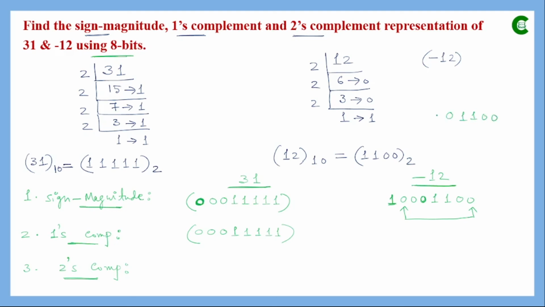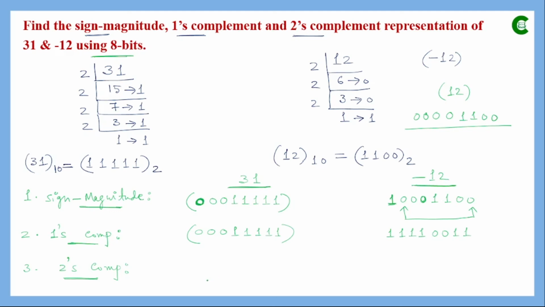So the rest of the bits we will fill with 0, because this time we want to represent plus 12 first, and then of that number we will take the 1's complement. If we take the 1's complement, then 0 will become 1 and 1 will become 0. So here it will be 1 1 1 1, and then 0 0, and then 1 1. So this will be the 1's complement representation of minus 12.